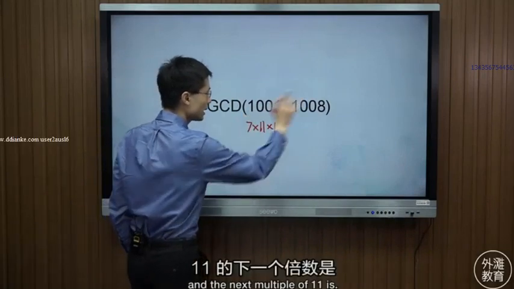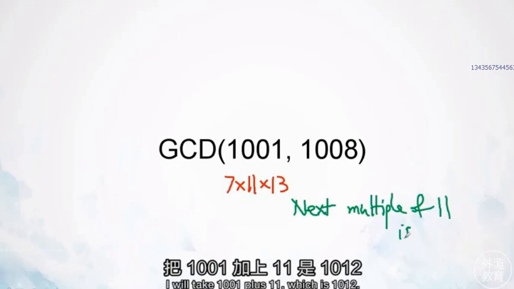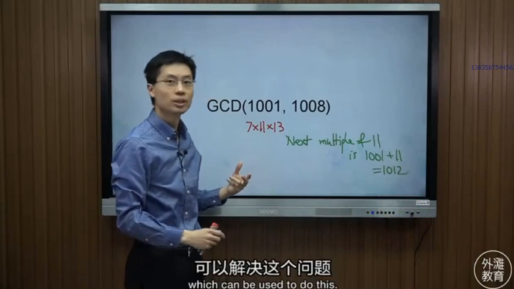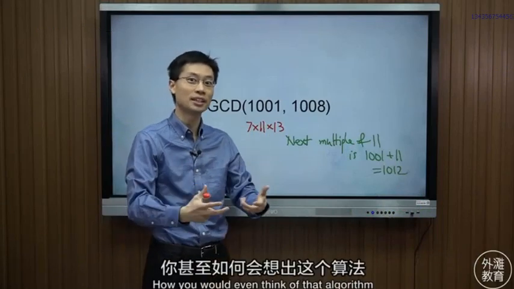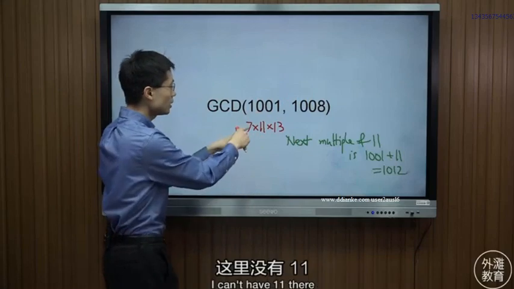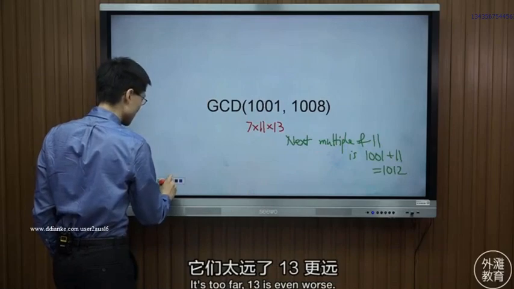1001. And the next multiple of 11 is, I would take 1001 plus 11, which is 1012. It jumps over. Again, you may already know an algorithm which can be used to do this. But I want to share with you how you would even think of that algorithm. And that's why I chose these two numbers so close by. I can't have an 11 there. It's too far. 13 is even worse.